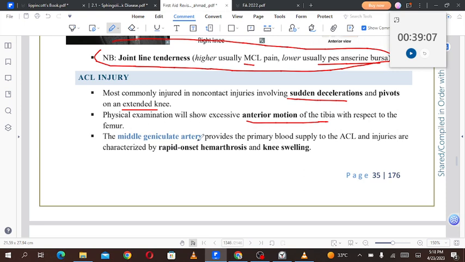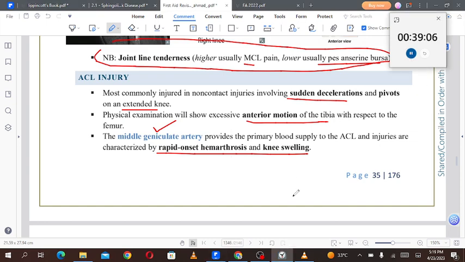The medial geniculate artery provides the primary blood supply to the anterior cruciate ligament, and injuries are characterized by rapid onset hemarthrosis and knee swelling. Whenever there is damage to the anterior cruciate ligament, there will be bleeding from the medial geniculate artery, and that bleeding can cause rapid onset hemarthrosis, that is blood in the joint cavity, and knee swelling.